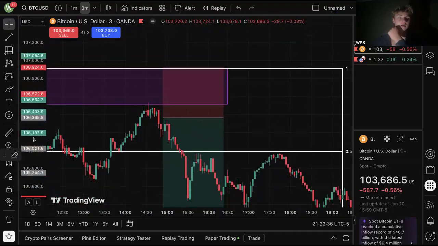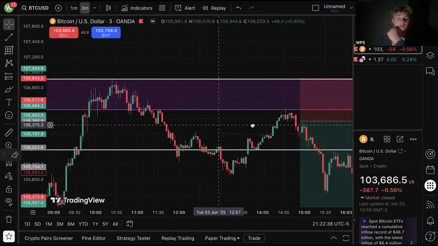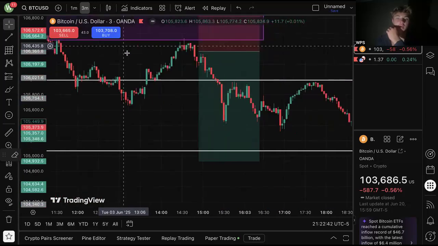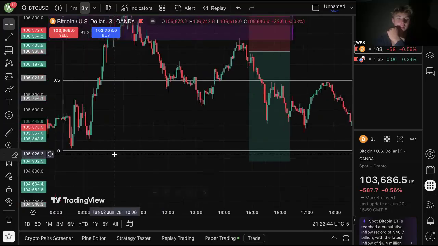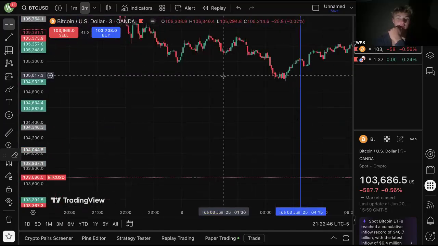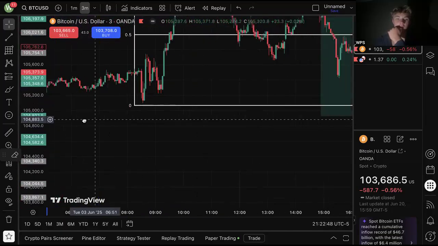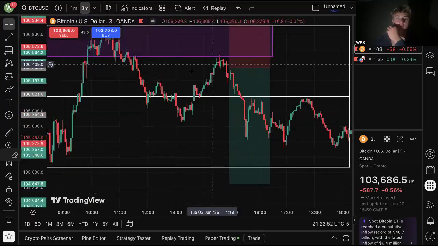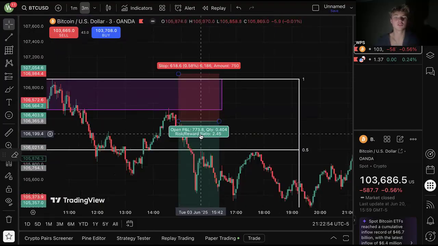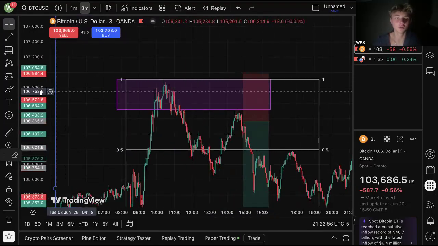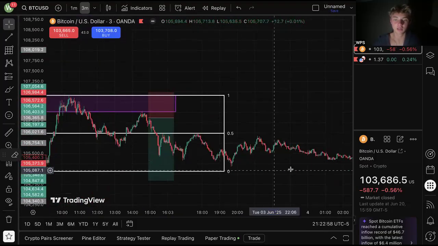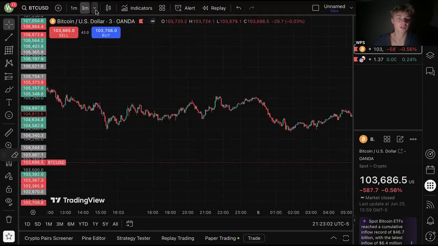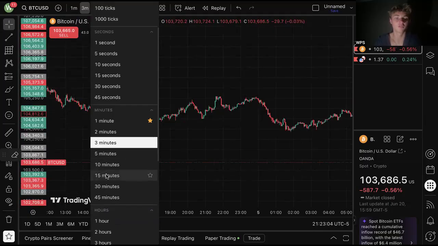I'd set my stop loss above here. So I'd maybe just move this up a tiny bit more. And then I'd set my take profit at this previous area of liquidity and maybe even down here. So just a little bit more. And that gives me a 2.45 RR trade, which would have gotten hit. So that's just a basic rundown of the order block version.